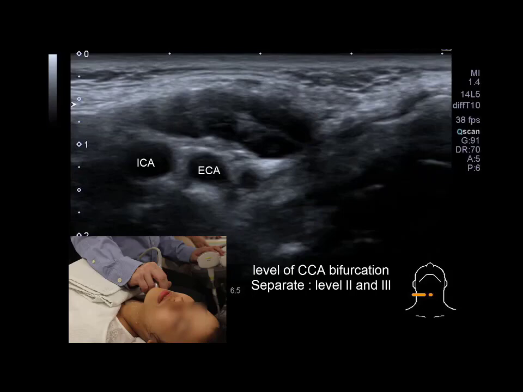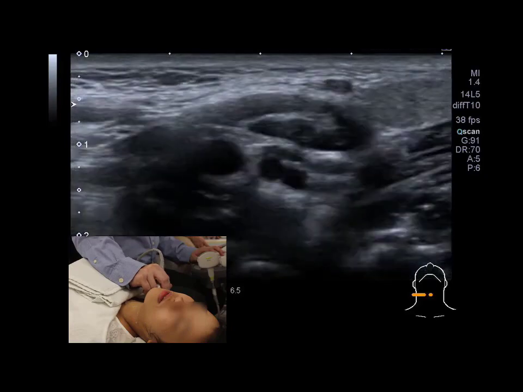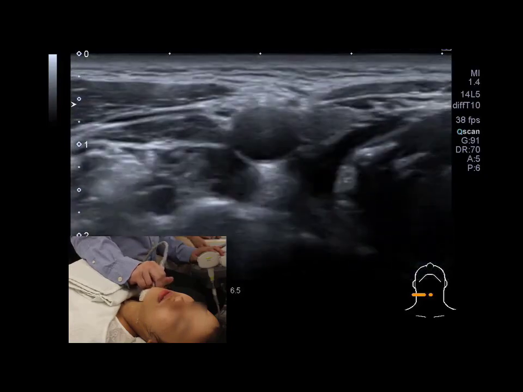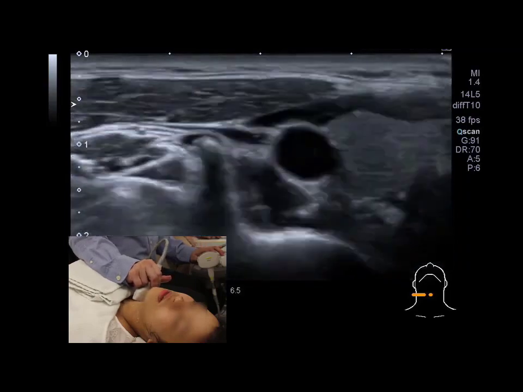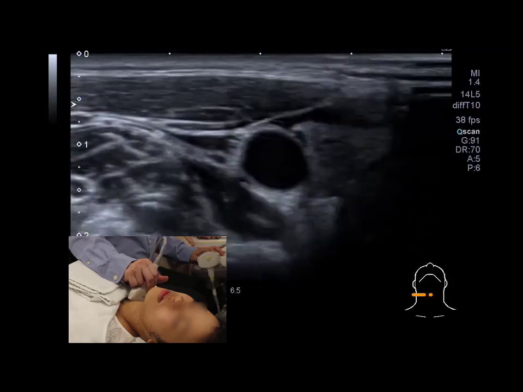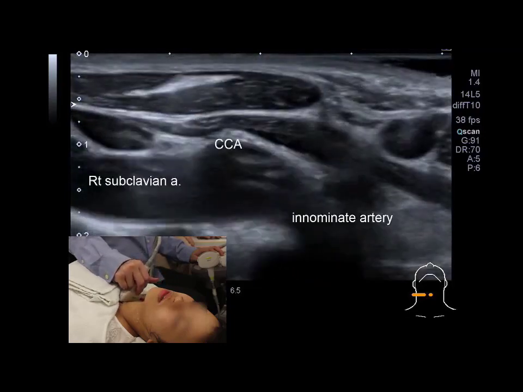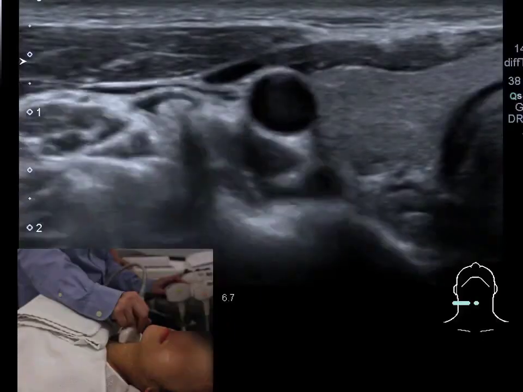Okay, we just scan next. When we see two carotid arteries like this, it's gonna be level 2, and go down. When it's a common carotid, it's level 3, and then go down. When the omohyoid crosses, this is level 4 now. You go and then go down until the common carotid artery joins the subclavian vein and enters into the innominate artery. This is the orientation of the carotid system.